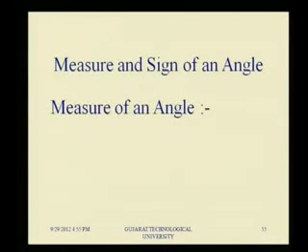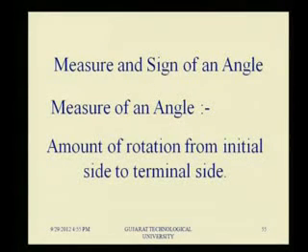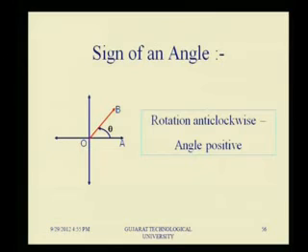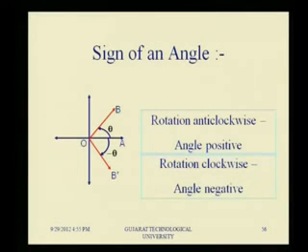Measurement and sign of an angle. The measure of an angle is the amount of rotation from the initial side to the terminal side. Sign of an angle: if we rotate the initial ray in an anti-clockwise direction, then the angle that we are getting is positive. Remember, again I am repeating: if we rotate in a clockwise direction, then the angle is negative.